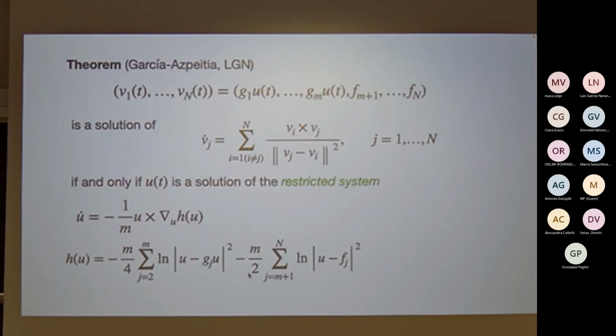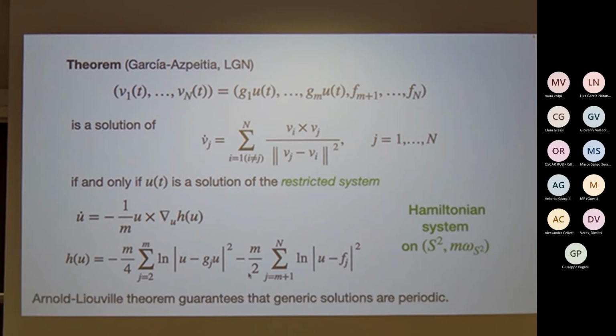So this is the theorem. You can find a solution of this form, provided that the set F is chosen in the way I said in the previous slide, and u of t has to satisfy this simple equation. So u dot equals minus 1 over m, where m is the order of the group, u cross the gradient of h, where h is this function. Now, you see this is a Hamiltonian system on the sphere with a weighted symplectic area form, but you're done. So these are the equations that we need to analyze, and all of the periodic motions that we find there are going to define periodic motions of the full system.